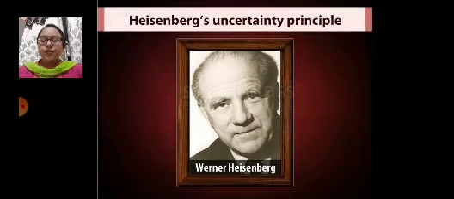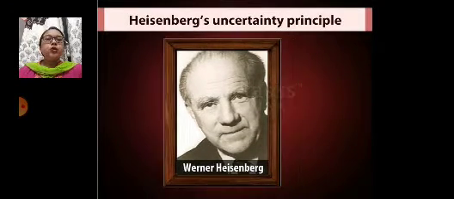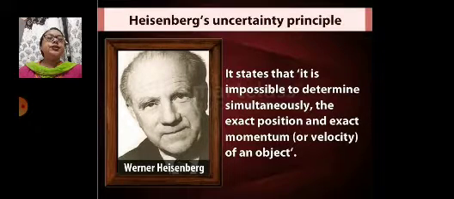Regarding this, an important principle was given by Werner Heisenberg, a German physicist, in 1927. The principle, called Heisenberg uncertainty principle, states that it is impossible to determine simultaneously the exact position and exact momentum or velocity of an object.